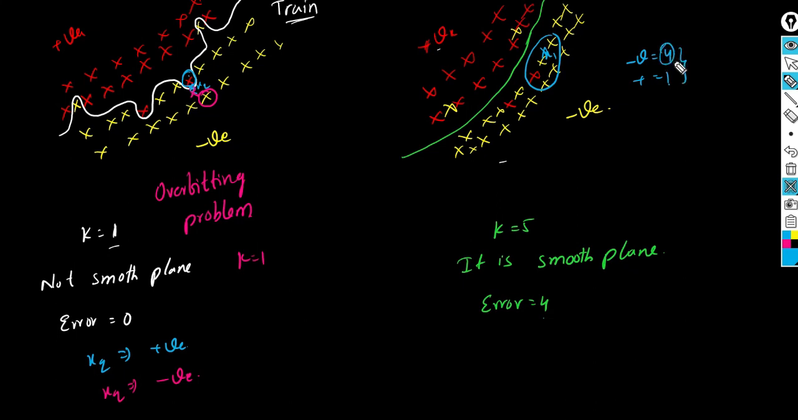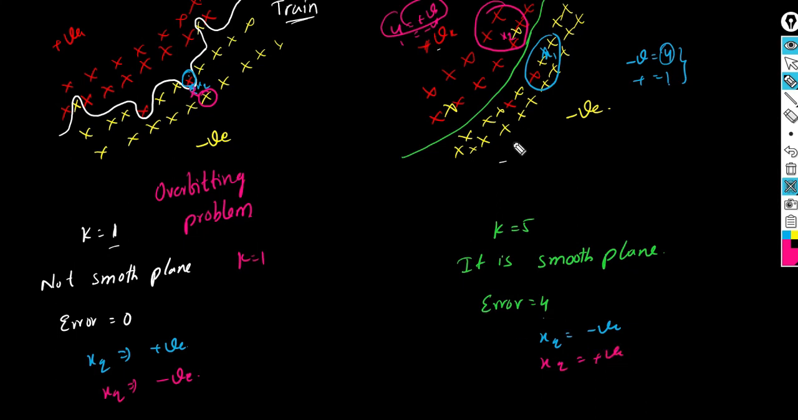Majority is negative class, then we classify as a negative class. And similarly, if we consider a query point here also, under this also find the nearest 5 points. Here also we have 4 positive points, 1 negative point. Majority is the positive class, then we classify as a positive class.